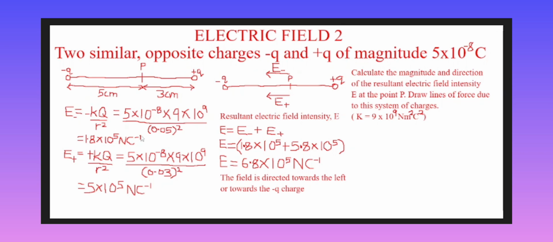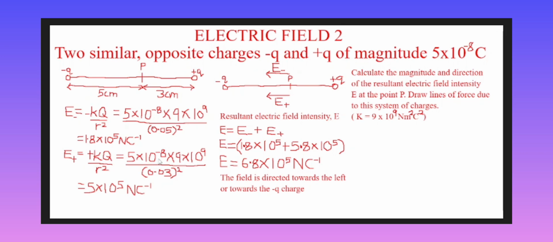Now that is represented with E subscript plus, which is equal to plus KQ all divided by R squared. The plus represents the positive charge. The minus here represents the negative charge that we are using. Okay, good. Now plus KQ all divided by R squared.